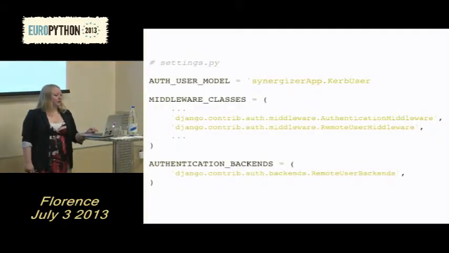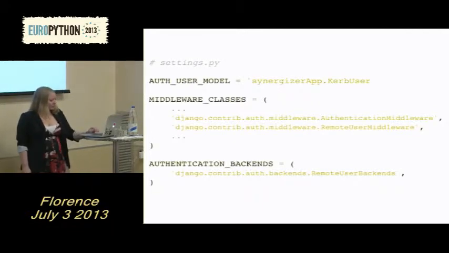So we set our user auth user model to what we made, the Kerb user class. And then we have middleware, which we have the standard authentication middleware, but then we also add remote user middleware. And then Django also gives us a backend that we can implement, the remote user backend.